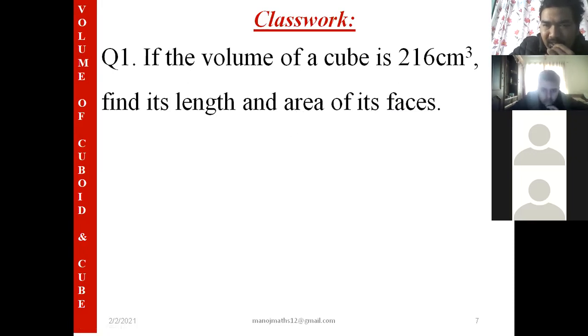One face is L square. There are how many faces? 6, then it will be 6 L square. 6 L square means 6 into 6 centimeter whole square. 6 times 6 is 36, 36 multiplied with 6, then you will get 216 centimeter square.